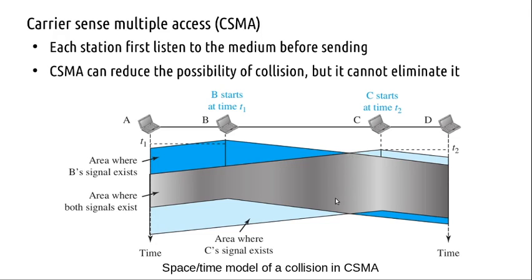So this is the common region. Both the signals are existing in this region. So at this point the collision starts, say maybe at time T3, which is in between T1 and T2. There is a collision. So this cannot eliminate the collision. CSMA can only reduce the possibility of collision.